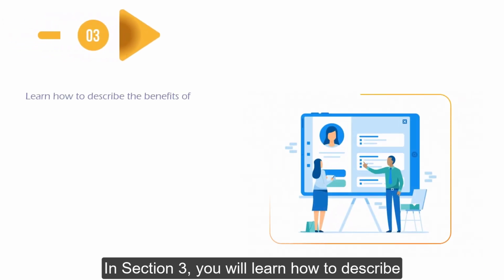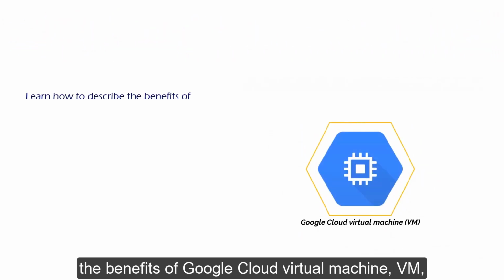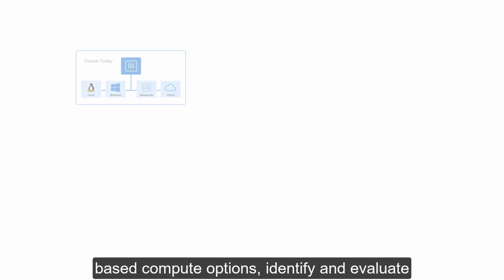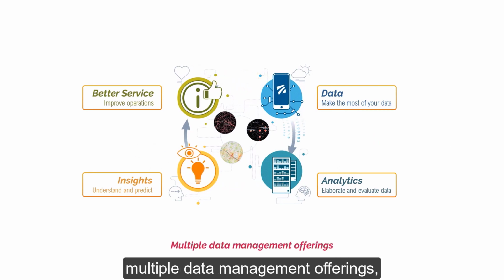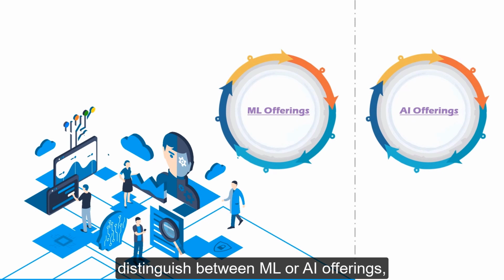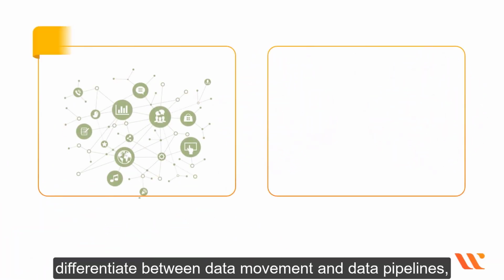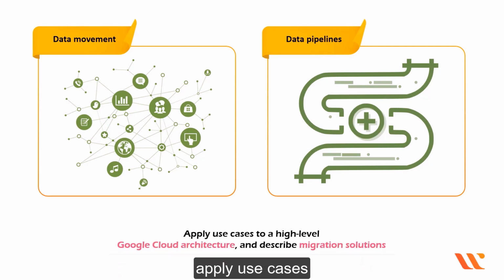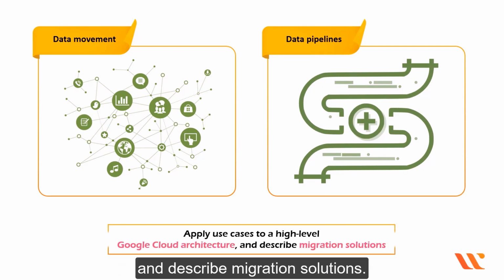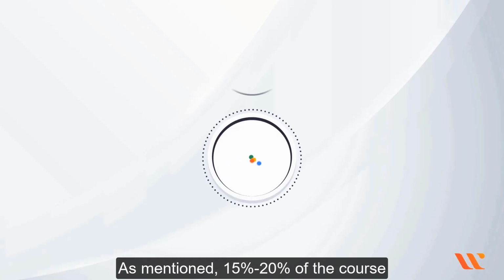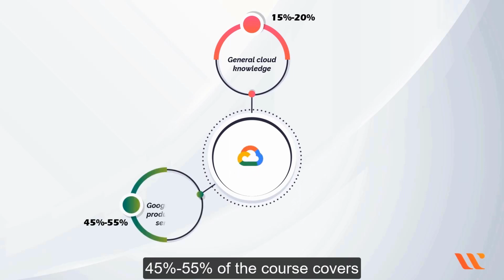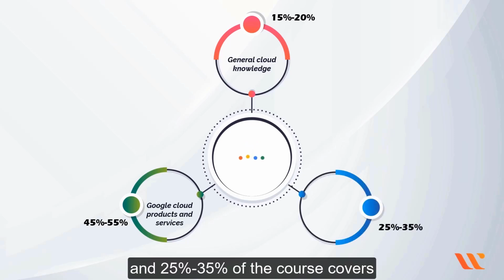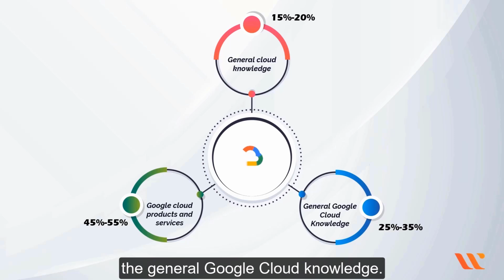In Section 3, you will learn how to describe the benefits of Google Cloud Virtual Machine, VM-based compute options, identify and evaluate container-based compute options, identify and evaluate serverless compute options, identify and evaluate multiple data management offerings, distinguish between ML or AI offerings, differentiate between data movement and data pipelines, apply use cases to a high-level Google Cloud architecture, and describe migration solutions. As mentioned, 15 to 20% of the course covers general cloud knowledge, 45 to 55% of the course covers Google Cloud products and services, and 25 to 35% of the course covers the general Google Cloud knowledge.